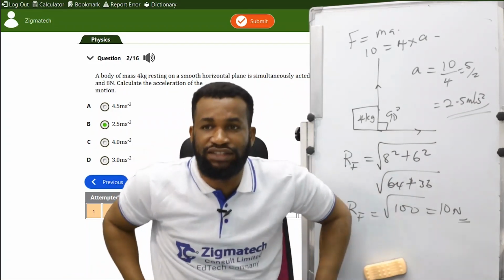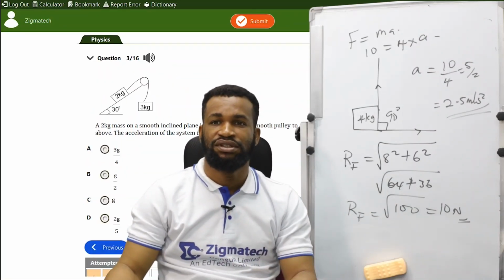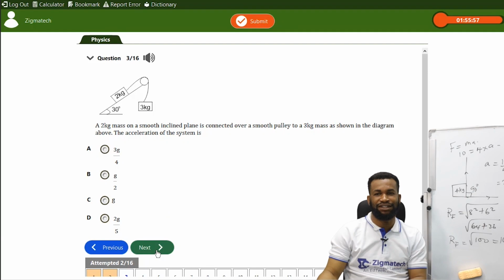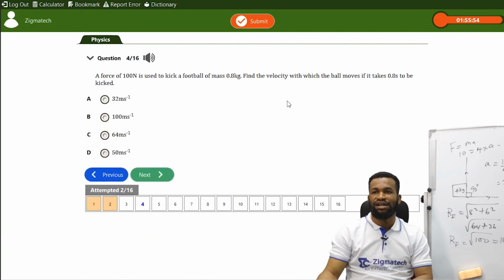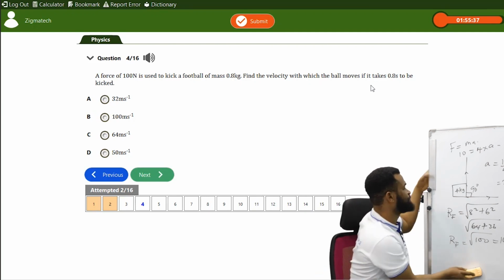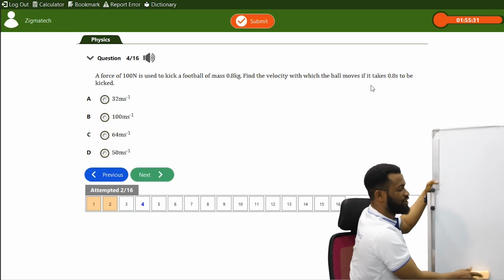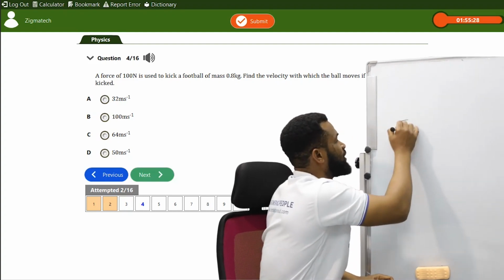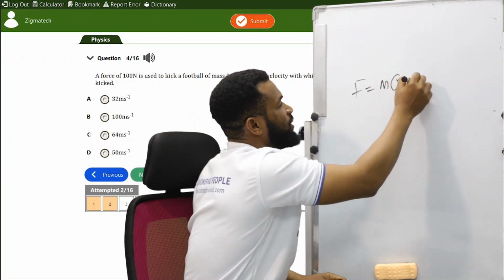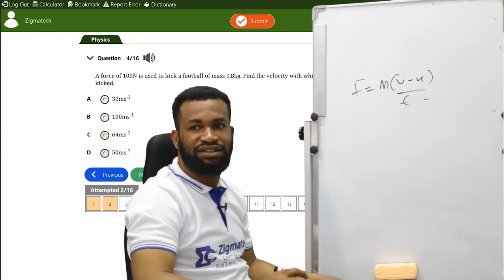Let's look for at least a theoretical question. Okay, this one. A force of 100 Newton is used to kick a ball of mass 0.8 kg. Find the velocity with which the ball moves if it takes 0.8 seconds to be kicked. All right, football. This question is a direct application of F equals m times (v minus u) all over t. Yes, that is the formula.